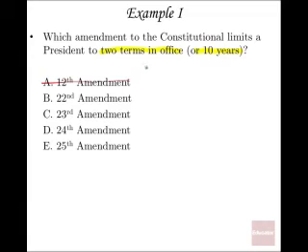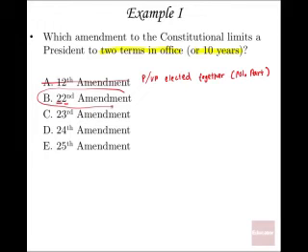The 12th Amendment basically says that the president and VP are elected together. This amendment was necessitated by the emergence of political parties, so this is kind of the political parties amendment. The 22nd Amendment, okay, kind of again mnemonic, 2-2. A president is limited to 2 terms in office, so that's the answer.